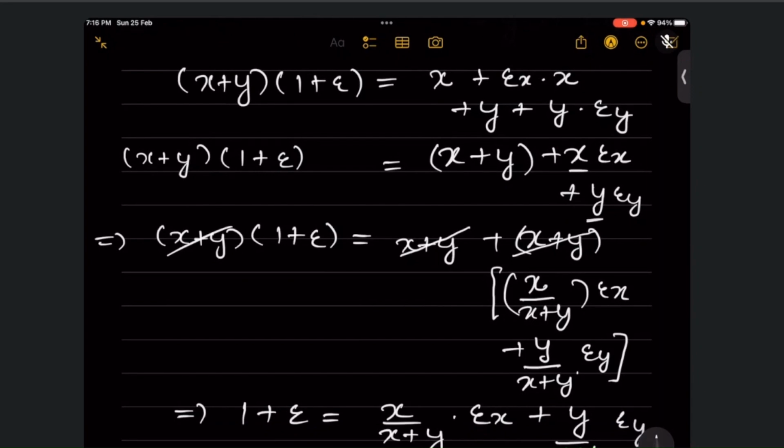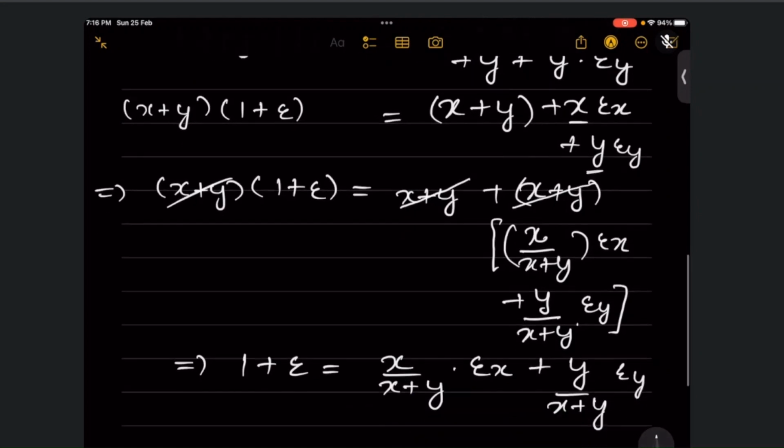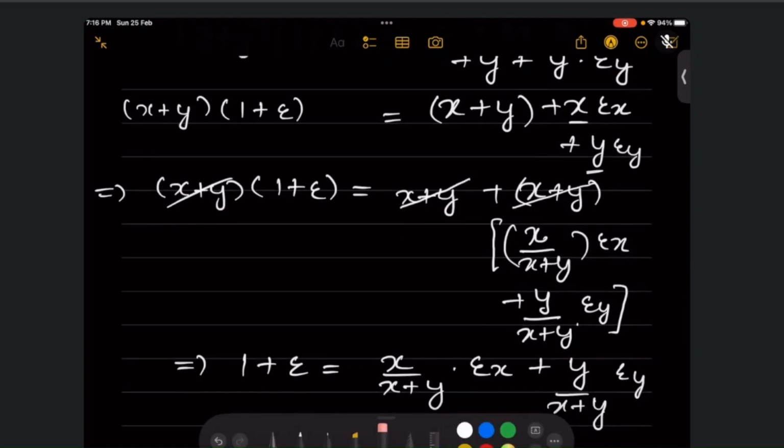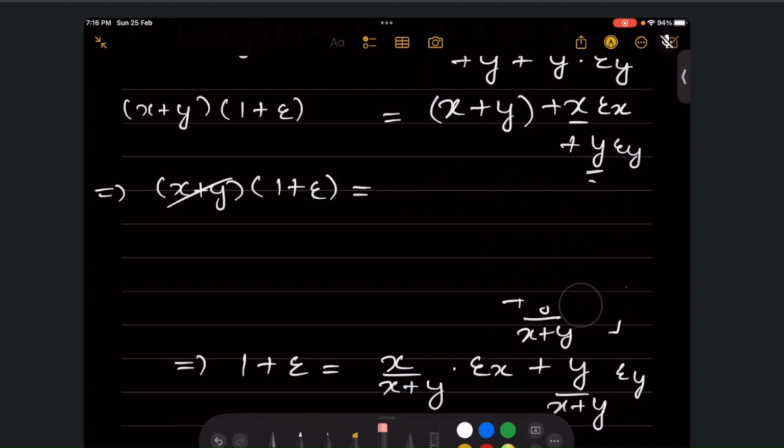Here it will be 1. It will not be 1 plus. This step is not correct, when we are dividing this by x by y. Let me redo it from here.